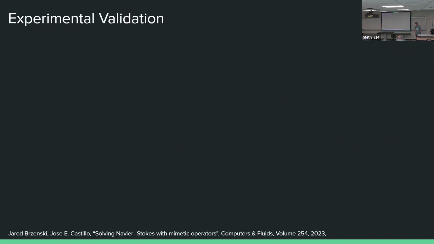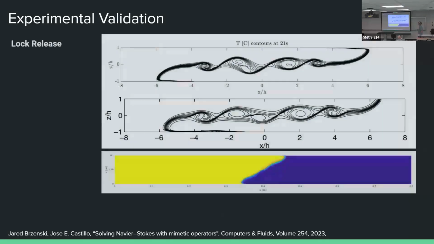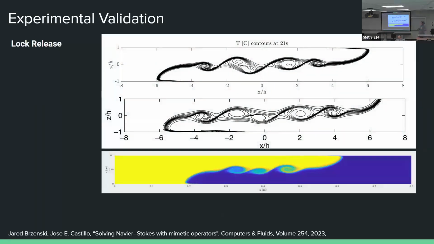So how do you validate this? This was a few years ago. This was all first done in MATLAB, my original code. The first one, my favorite one, is the lock release, where you have a fluid with two different densities, cold and hot. It's not even cold and hot, it's like warm and slightly warmer.